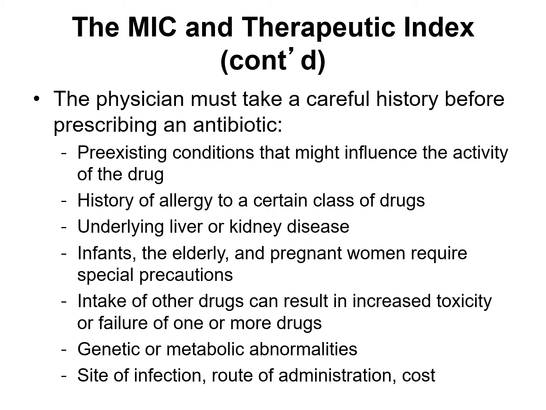So underlying liver or kidney disease. Remember, if they have a poor liver, they don't go through that first pass well, so their medication is at a higher dose than what we want it to be. And with kidney disease, the medication doesn't get excreted the way it should, so it circulates more in the body. So it's like getting a higher dose. You have to be careful, and you have to dose for patients with those problems. Infants, the elderly, and pregnant women require special precautions. We don't want to hurt these particular groups of individuals.